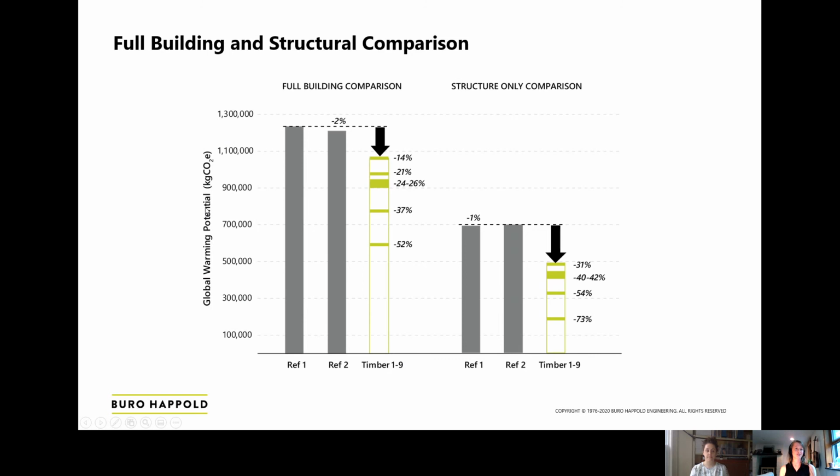So a brief introduction to our results. On the left, you can see the full building comparison. This is expressed in global warming potential, and the variety of performance between the timber options. These are expressing the reduction from our reference case 1, and this is our steel framed system. So 14 to 52% is the range in full building comparison, and 31 to 73% is the range if you isolate that structural system.